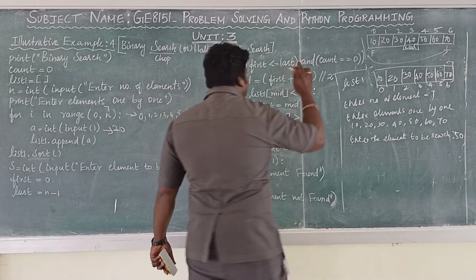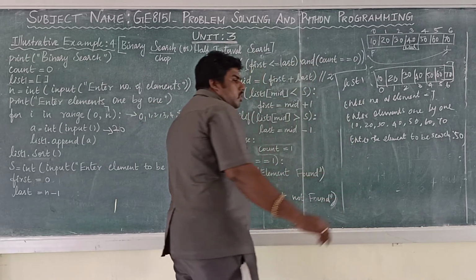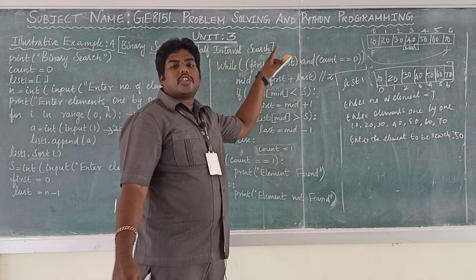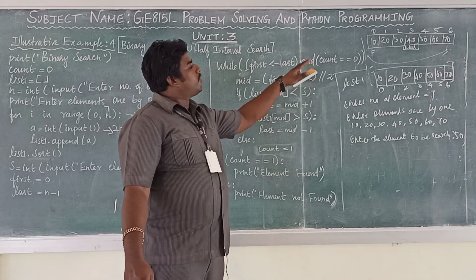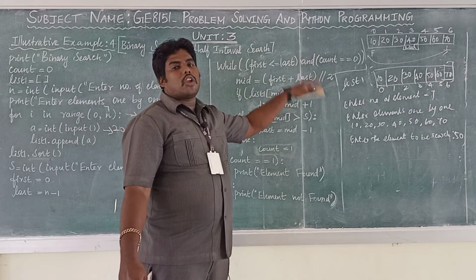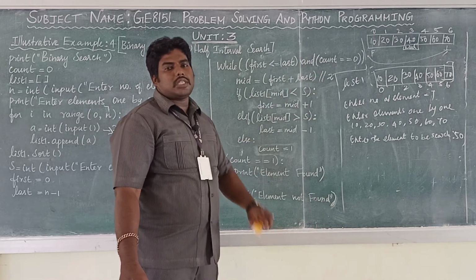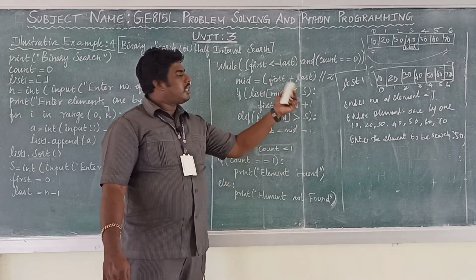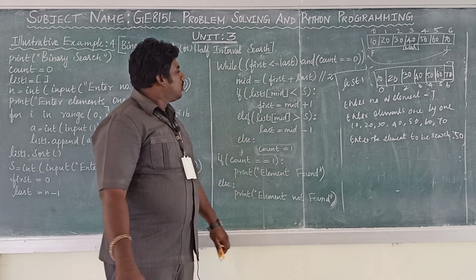Then another condition is always the count equal to 0. So both the conditions want to be true. If the count is 1, it will come out of the loop. These are the 2 conditions. First will go till the last, then count is always 0.